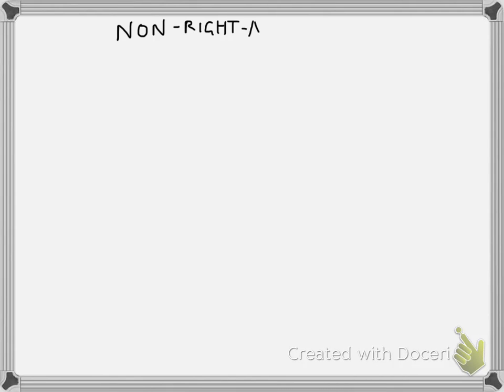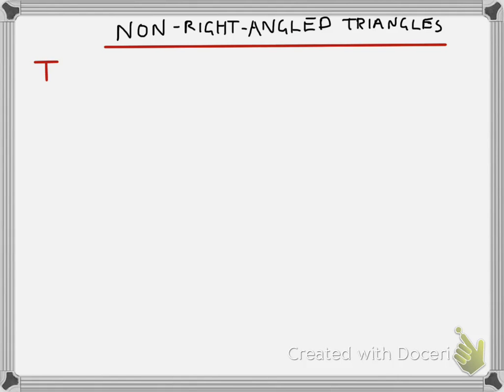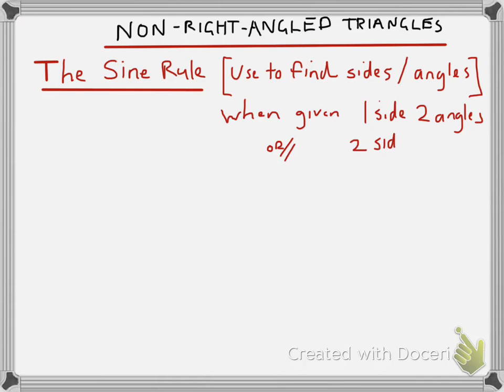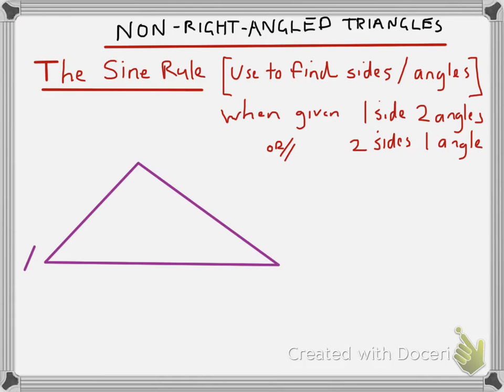We're now going to look at how we deal with non-right angled triangles. And the first rule we're going to look at is called the sine rule. We can use the sine rule to find sides or angles, but we need to know either one side and two angles or two sides and one angle.